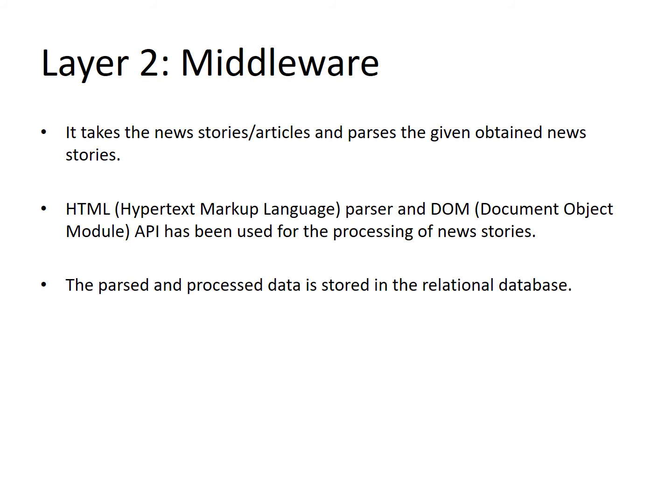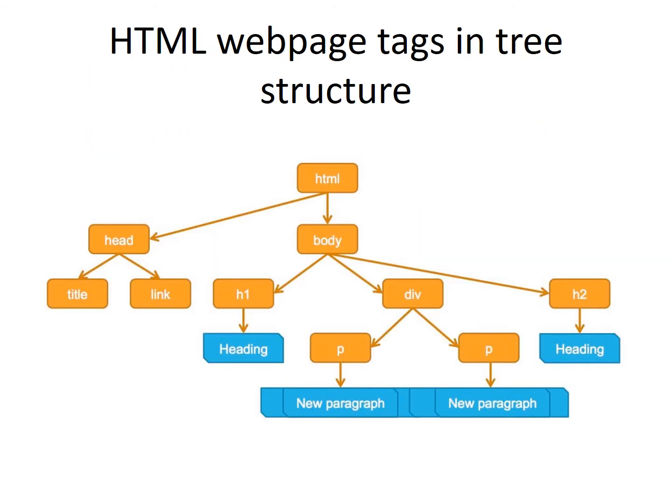And as I told you before, to see what the Dawn News web page consists of and how it controls its line of code, we have used the inspect element of the browser. We store all the data in the SQL Server database. This is the HTML web page tags in a tree structure in a hierarchical form.